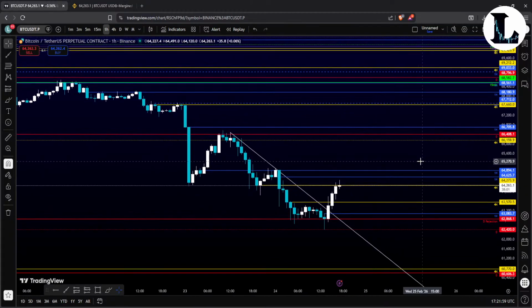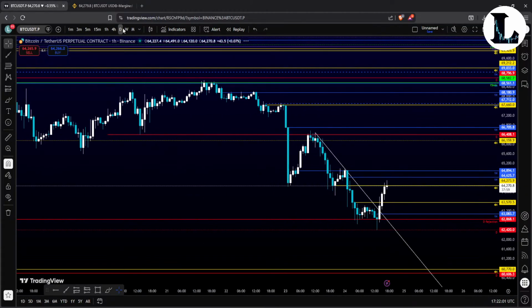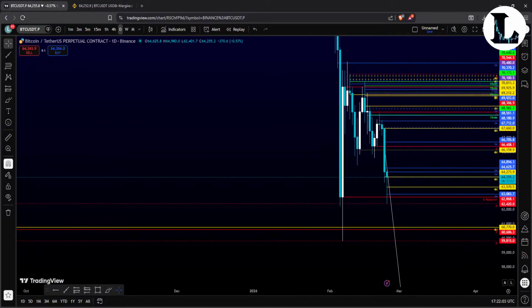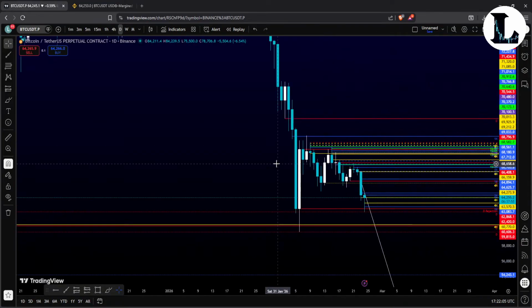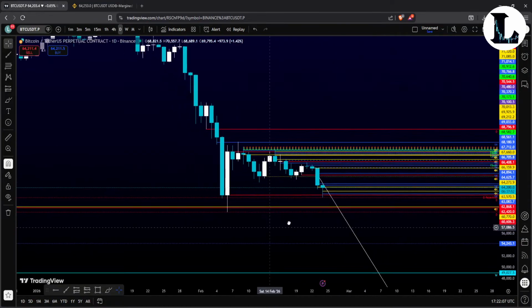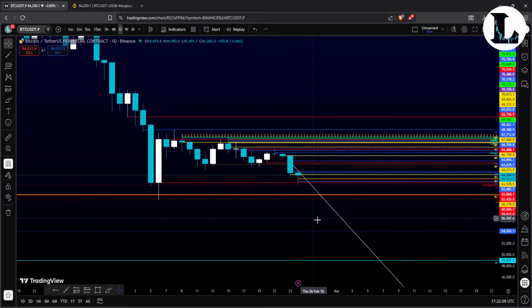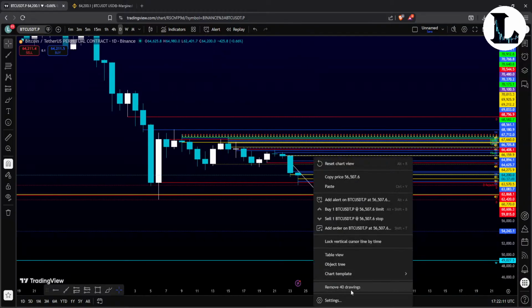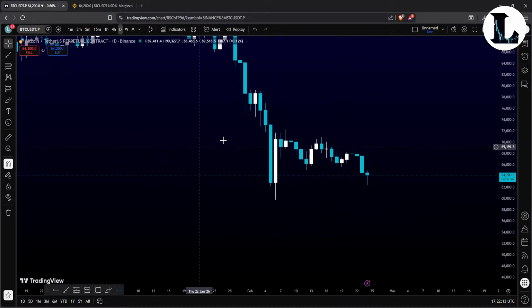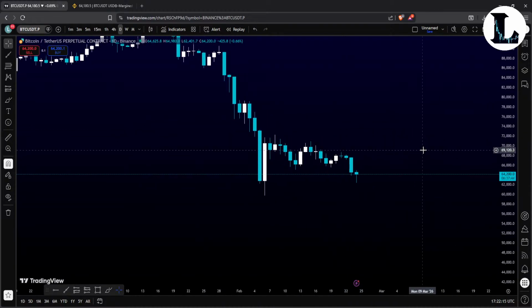Alright. So let's start on the Bitcoin chart, but I think I'm going to delete everything here just to show you how I mark my levels from the beginning here on the higher time frames.